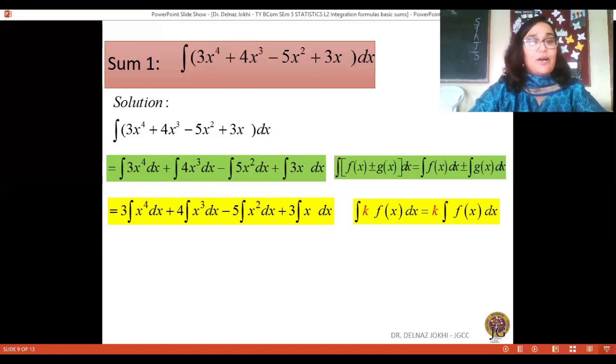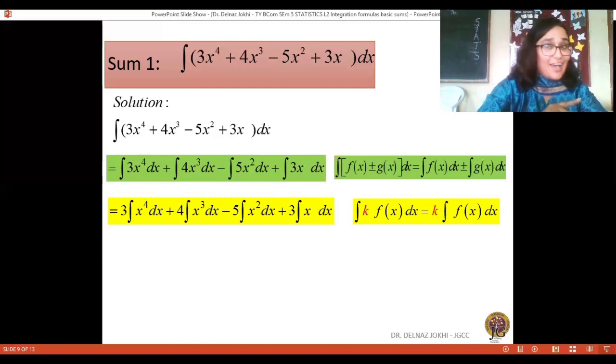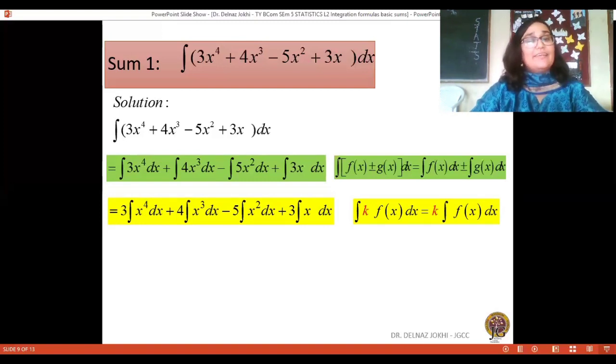So 3 integration x power 4 dx plus 4, integration sign के बाहर आ गया जो आपका k है. Integration x cube dx minus 5. ग्रीन और येलो को मैच करो. देखो 5 ग्रीन में अंदर था, येलो में बाहर आ गया. Very good. So minus 5 integration x square dx plus, now you are smart. Green में 3 was inside, yellow में the k वाला rule, 3 has come outside. Great going. So I hope the two rules are quite clear to you.